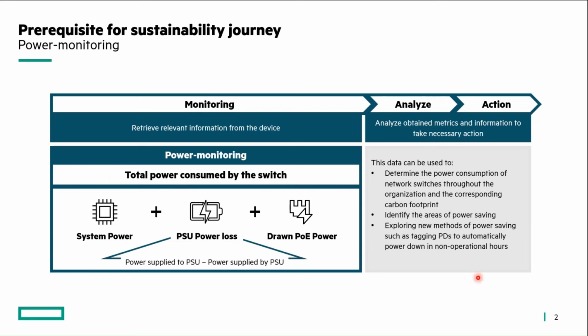Another part is the impact on carbon footprint, which is directly related to sustainability. Reducing power consumption directly lowers the organization's carbon footprint, which is really crucial to move on the road of the sustainability journey. Talking specifically about the CX switch, users can explore new methods of power savings, such as taking power devices to automatically power down in non-operational hours. We'll talk more about this in upcoming slides.